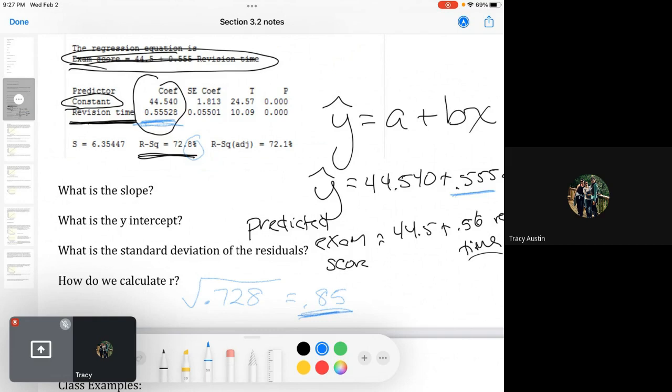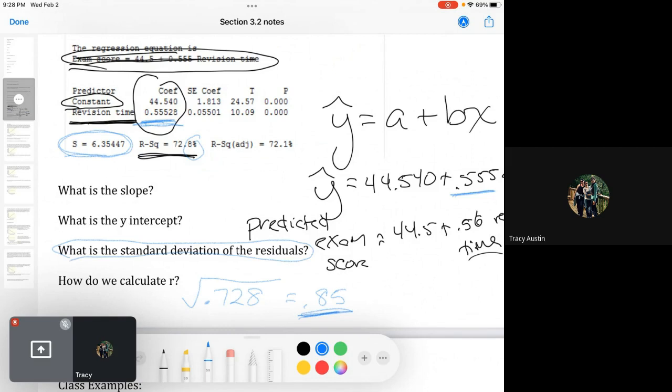Okay, so how do we calculate R? The standard deviation of the residuals is something we're going to get into tomorrow, but the standard deviation of the residuals is right here. It's this big S. Now we talked about how the residuals are the differences between the actual data pieces and the prediction line, right? You can actually do the mean of the residuals. You can also find the standard deviation of the residuals.